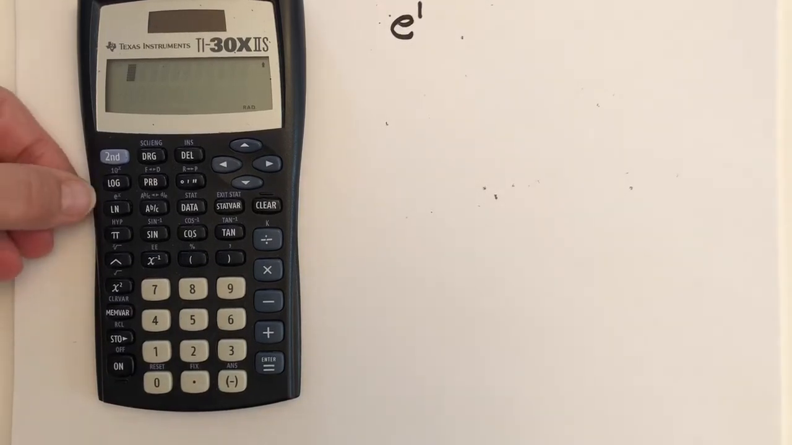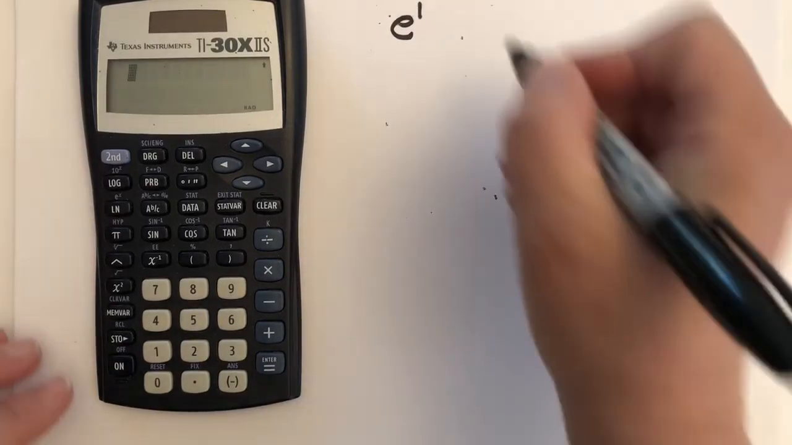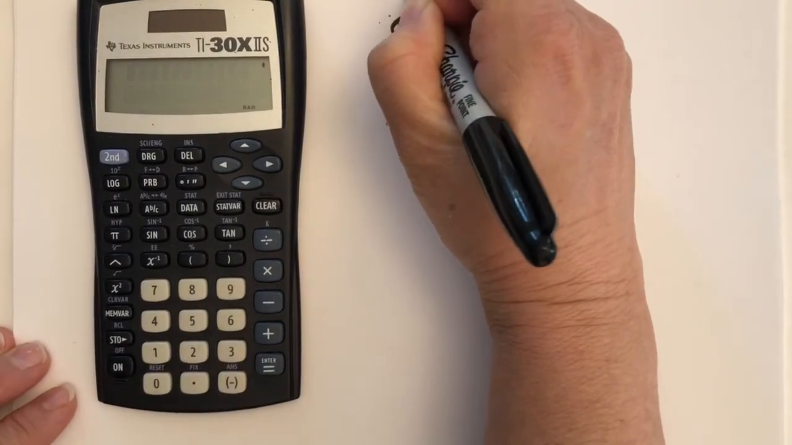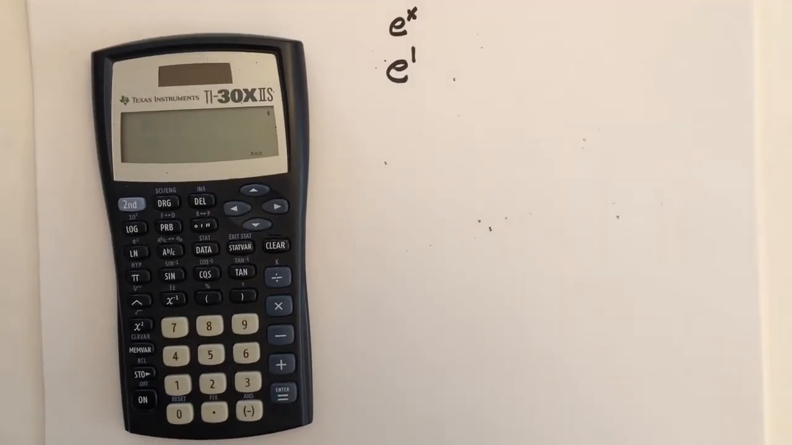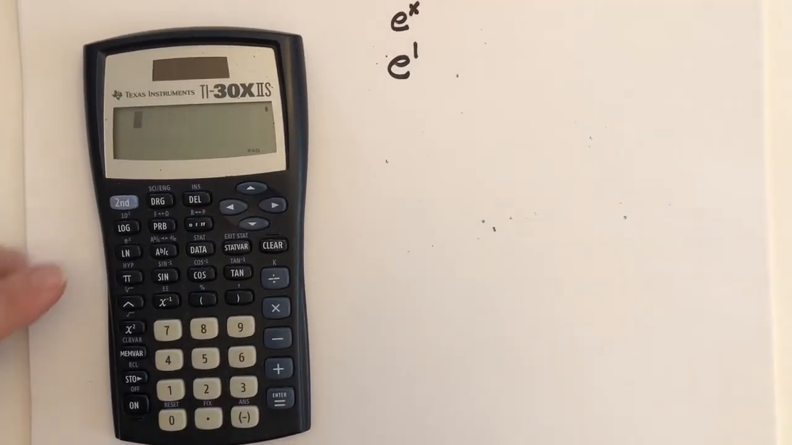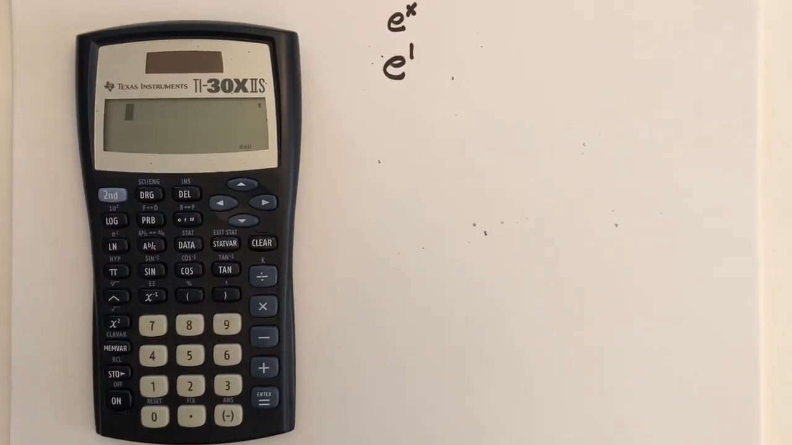What you need to consider is how do you get access to that E to the X button. You're looking for your E to the X button on your calculator. You might have to look it up on the internet to find where it is if you can't find it, but poke around in your calculator to see if you can find it.